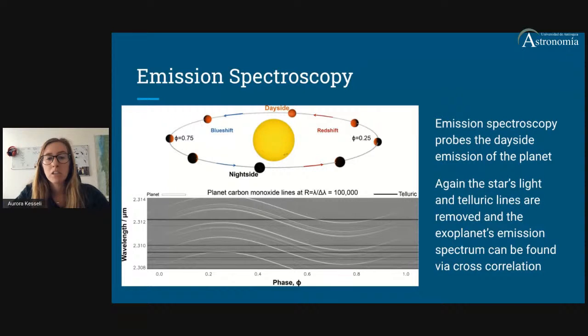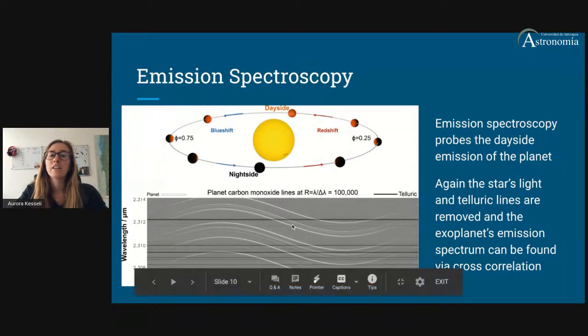Now, when we're looking at emission spectroscopy, we can look at the full phase, and the lines are going to be brightest right around a phase of about half. So right before it goes behind the star is when the full day side is in view. And so that's where the lines are going to be the brightest.